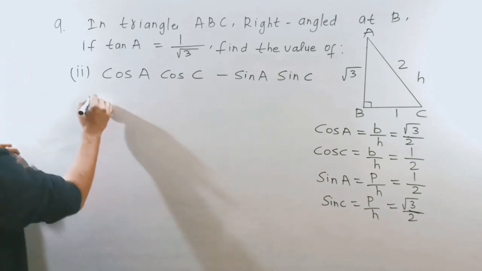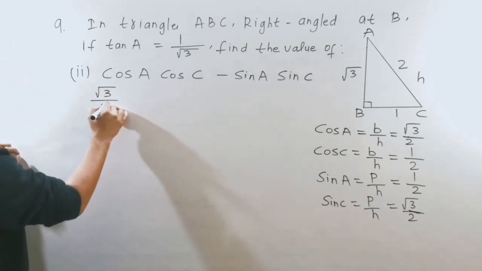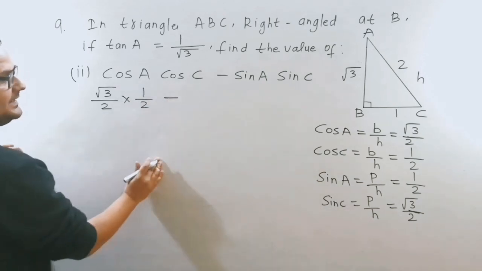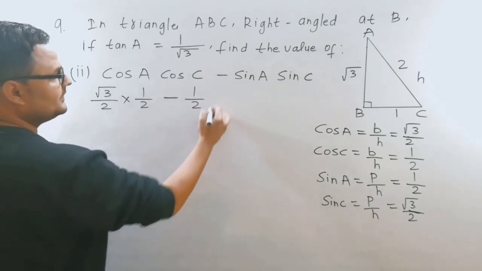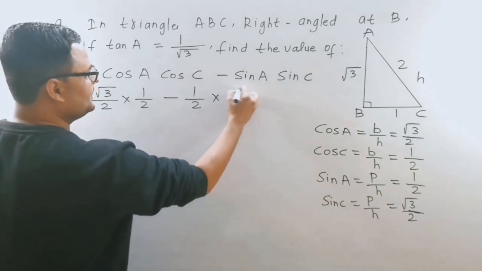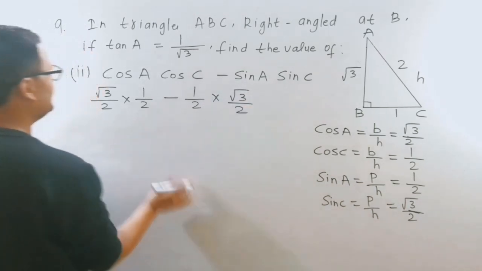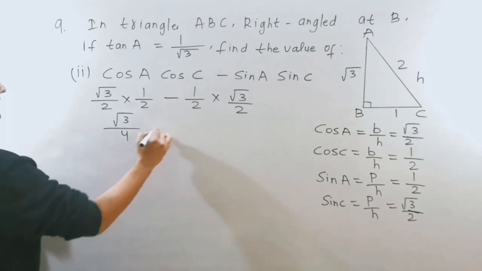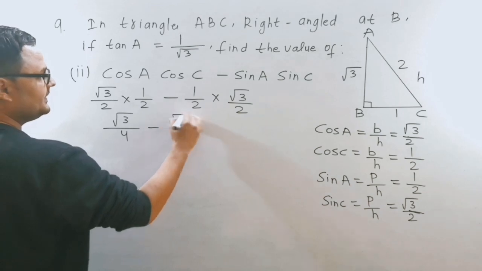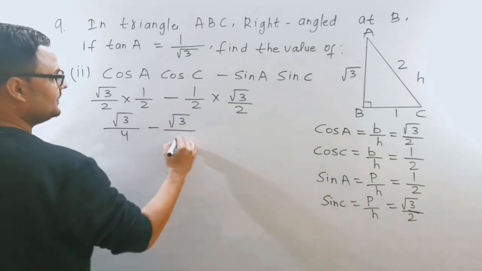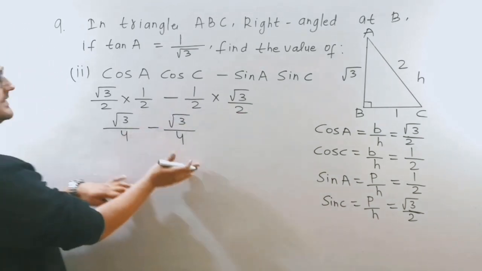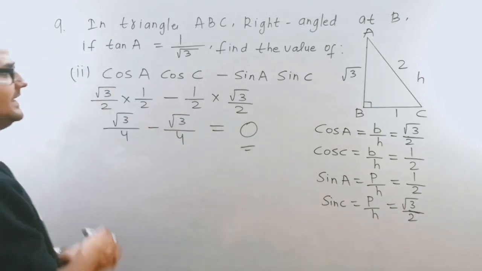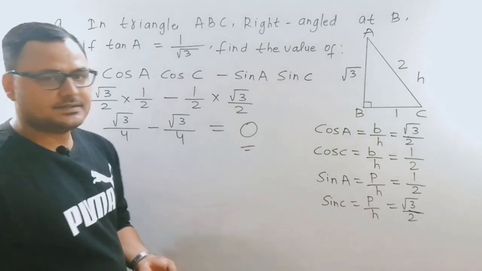Cos A, root 3 by 2 into cos C, 1 by 2 minus sin A, 1 by 2 into sin C, root 3 by 2. Root 3 into 1, root 3, 2 into 2, 4 minus 1 into root 3, that is root 3, 2 into 2, that is 4. A number minus the same number, so the answer is 0. For the ninth main second one, the answer is 0.